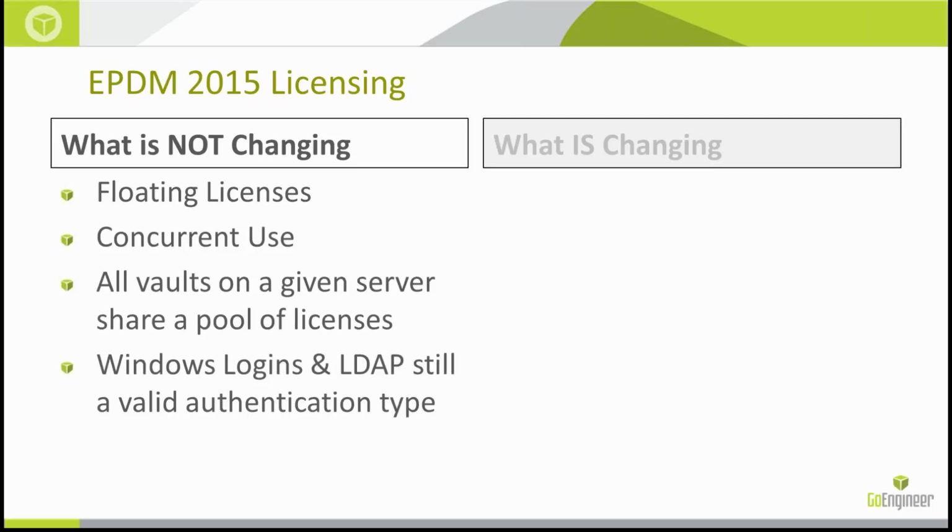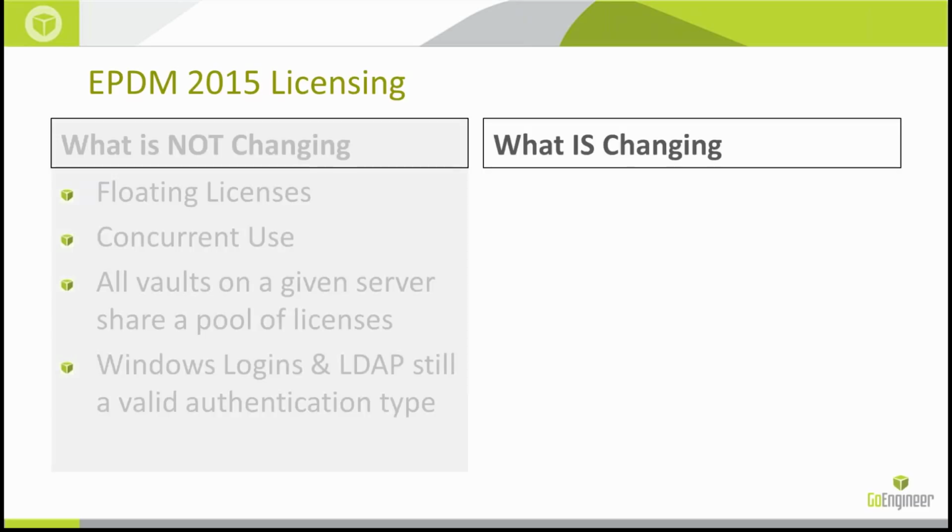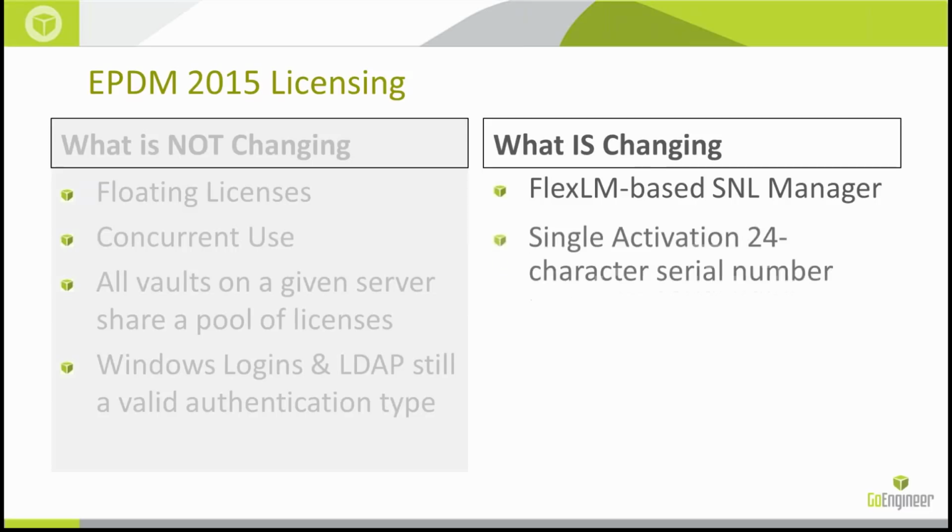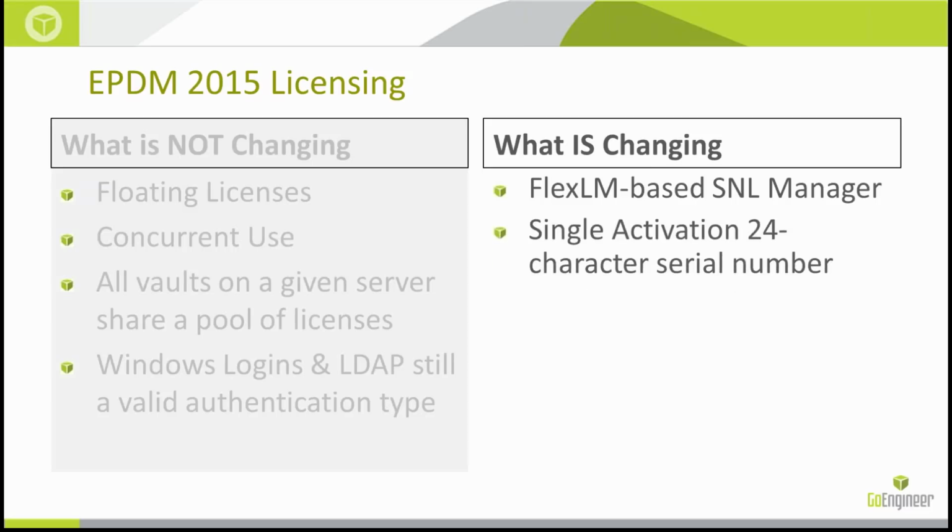up to the users. What is changing, however, is we're now using the SolidWorks SolidNetwork License Manager, which is a FlexLM-based tool. We'll have to use the full 24-character serial number, and it is a single activation serial number, so you get to activate that once.